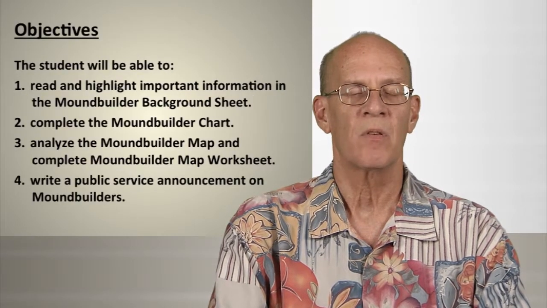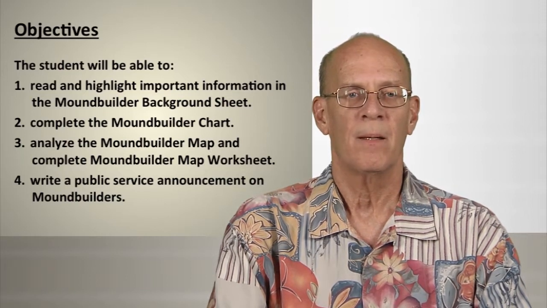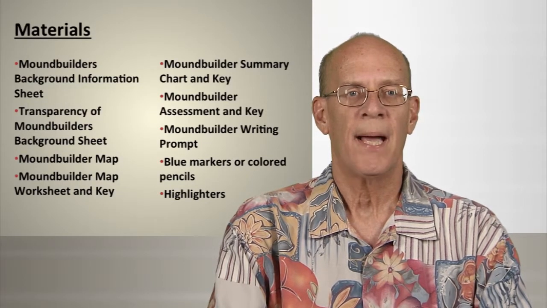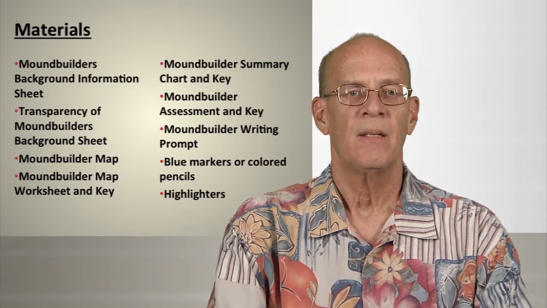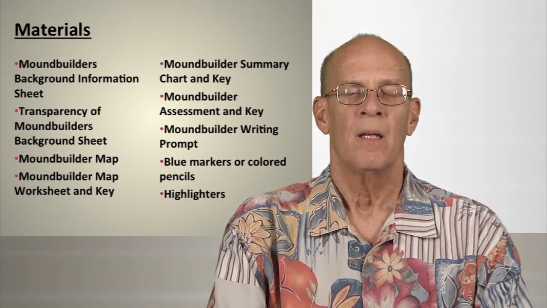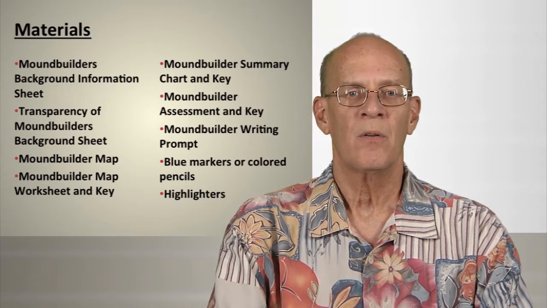We have 4 objectives. One is to read and highlight important information. A second is to complete a chart. The third is to analyze a map and complete a worksheet dealing with that map. And lastly, to write a public service announcement. The materials that you will need are the background information sheet, a transparency of that sheet, the Moundbuilder map, the Moundbuilder worksheet with the answer key, the Moundbuilder summary chart with its answer key, the Moundbuilder assessment and answer key, the writing prompt, and then markers, colored pencils, or highlighters.